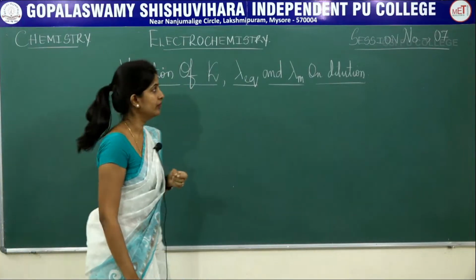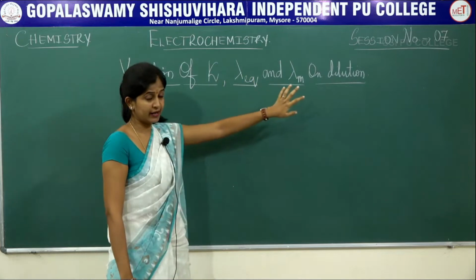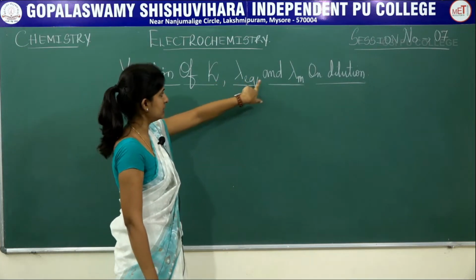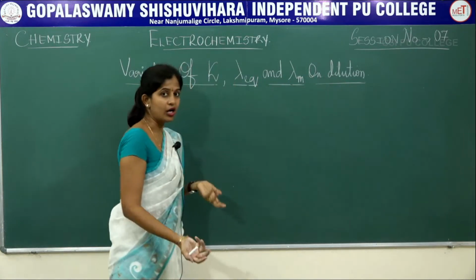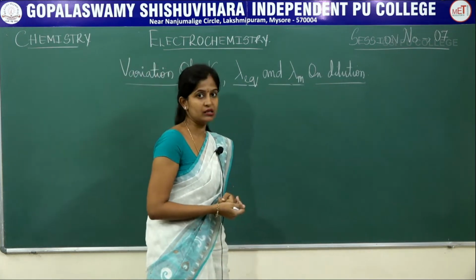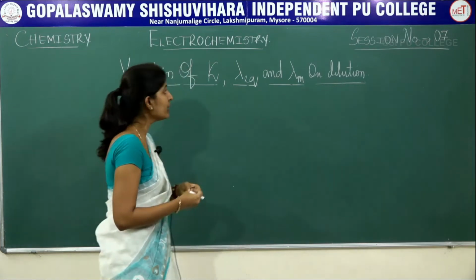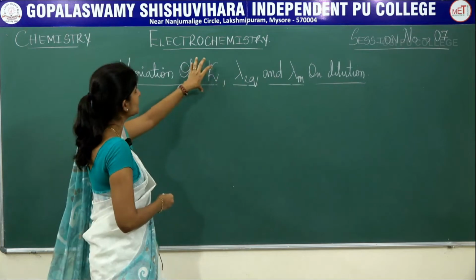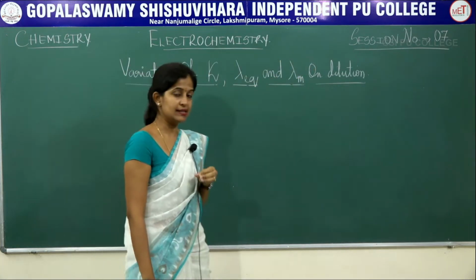So in this session, we will be looking into variation of all the three types of conductance: conductivity or specific conductance, equivalent conductance, and molar conductance on dilution. On dilution or upon decreasing the concentration. We know as the dilution increases, that is as the volume of the solution increases, concentration decreases. So upon dilution of the electrolytic solution, what happens to this? All three types of conductance we will be looking at in this session.